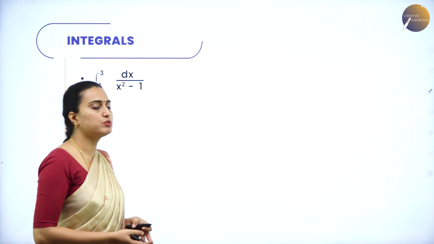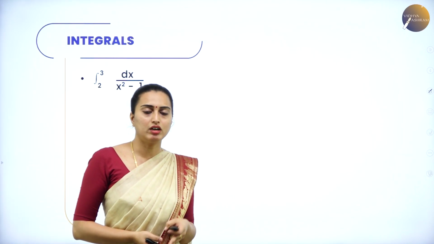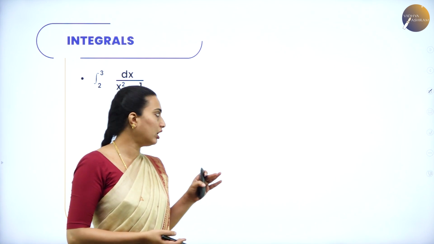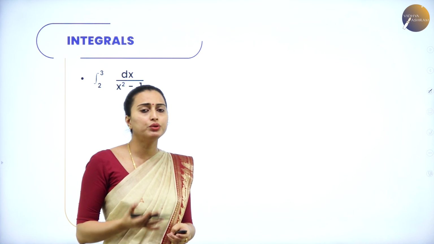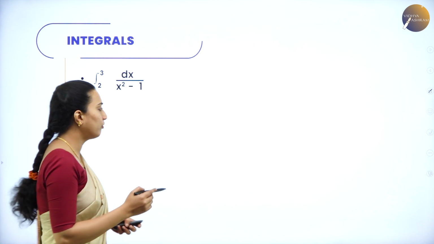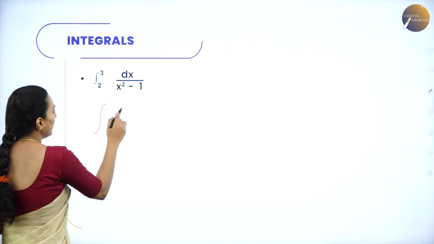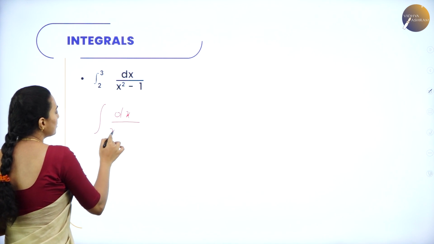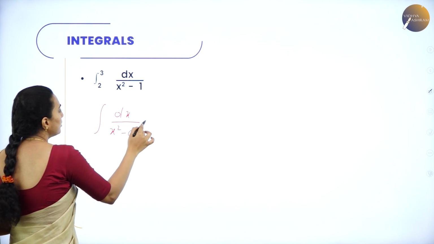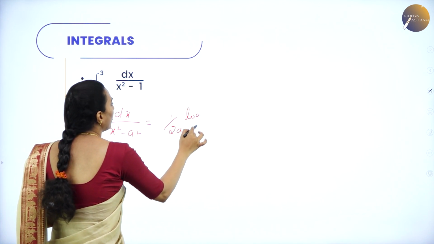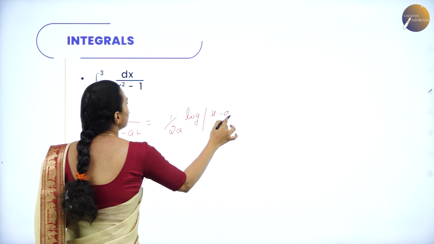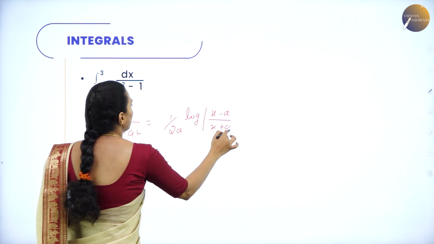The first problem: integrate, with limits from 2 to 3, dx divided by x squared minus 1. This is in the form of integral of dx divided by x square minus a square, which is given by the formula 1 by 2a into log of modulus of x minus a divided by x plus a plus c.